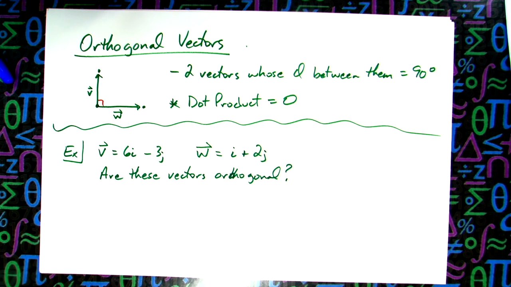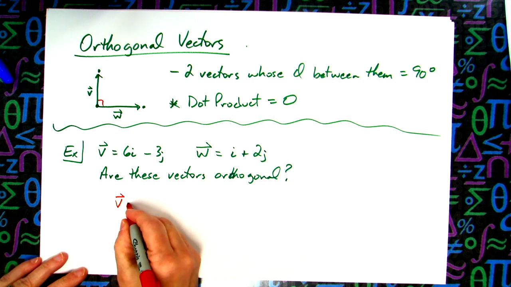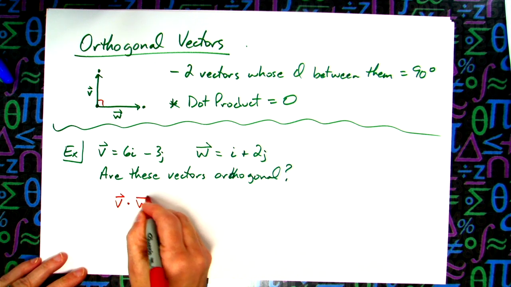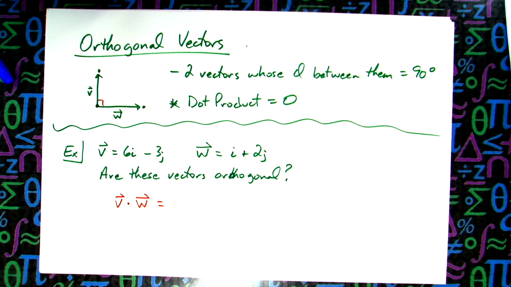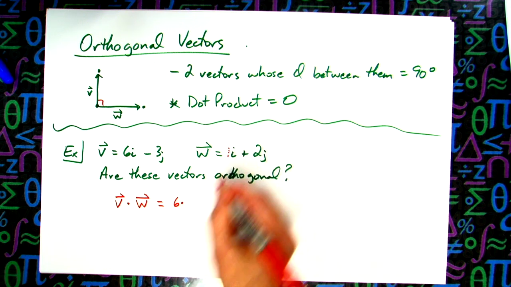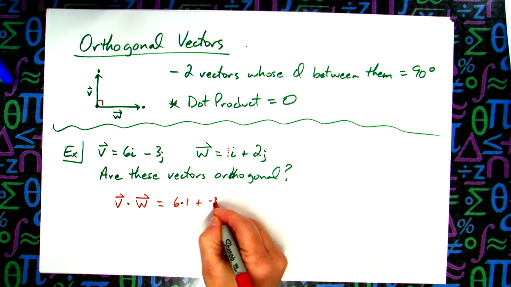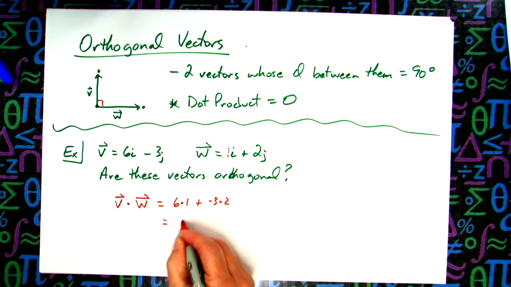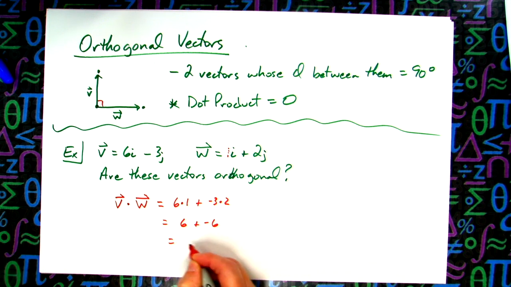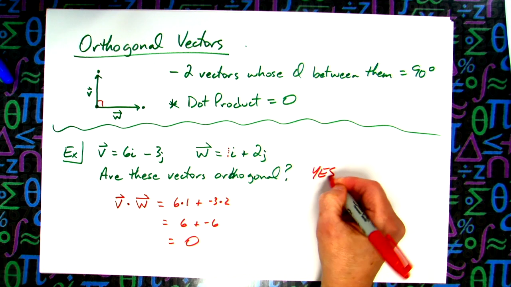Okay, so the only thing I'm going to do, I'm going to calculate the dot product. All right, so I'm going to multiply the v vector times the w vector. Okay, so we do the what? We take the a's and multiply them. So 6 times 1. And then we add to that the b's, which is a negative 3 times a 2. 6 plus negative 6. 0. Of course you knew I was going to make that one equal 0. So then the answer is yes, they're orthogonal.